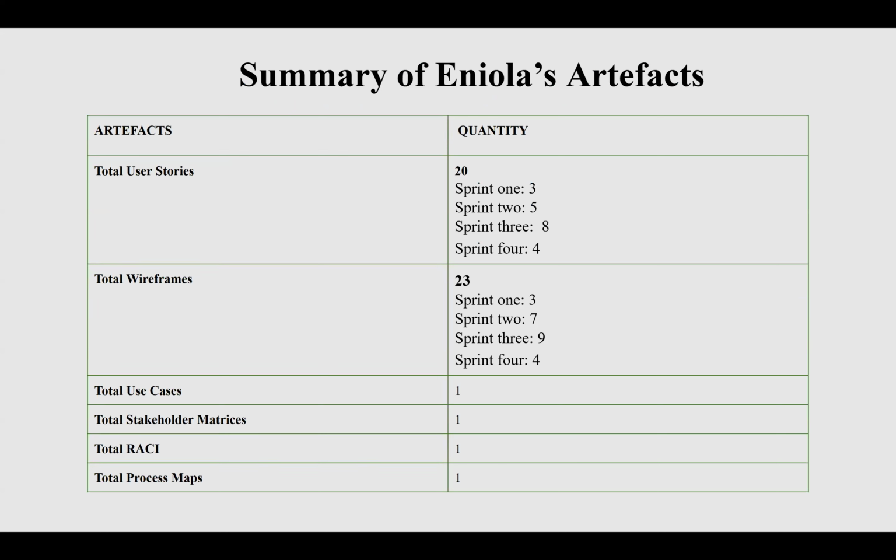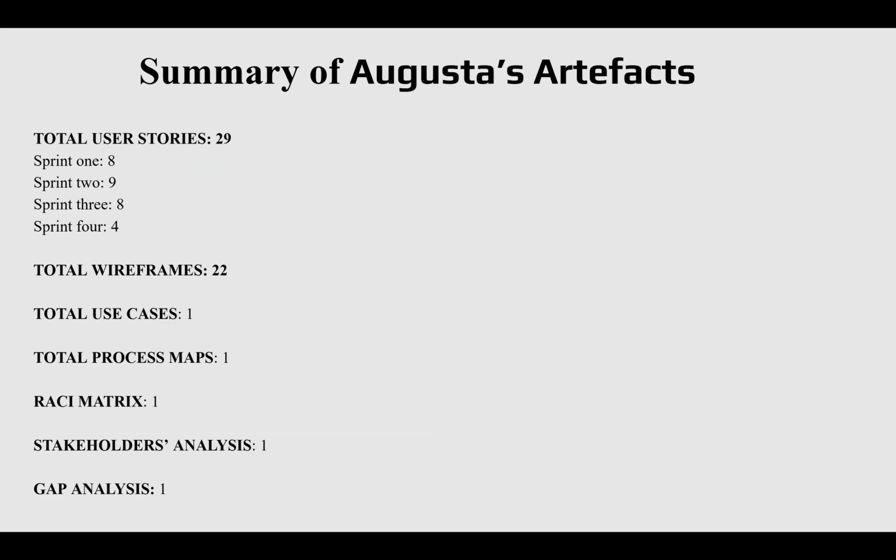This is a summary of Eniola's artifacts. She's written a total of 20 user stories, designed 23 wireframes, and produced a stakeholder matrix and 1 process map. And for me, I've written a total of 29 user stories, designed 22 wireframes, 1 use case, 1 process map, 1 RACI matrix, 1 stakeholder analysis, and 1 gap analysis.